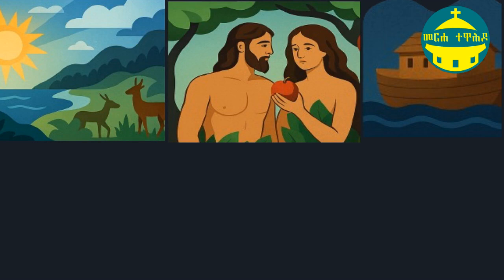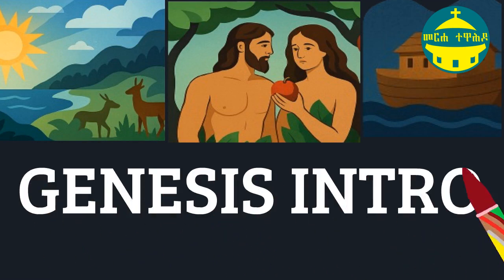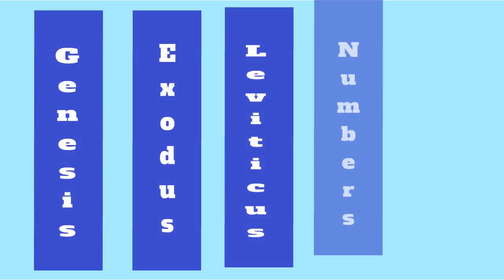A brief overview of Genesis. The first 5 books of the Old Testament are commonly known as the Torah, or the books of the law. They are also referred to as the Pentateuch. In the Ethiopian Orthodox Tewahedo Church, these are called Yeorit, or Yehig Metzahift, meaning books of the law. The 5 books are Genesis, Exodus, Leviticus, Numbers, Deuteronomy.